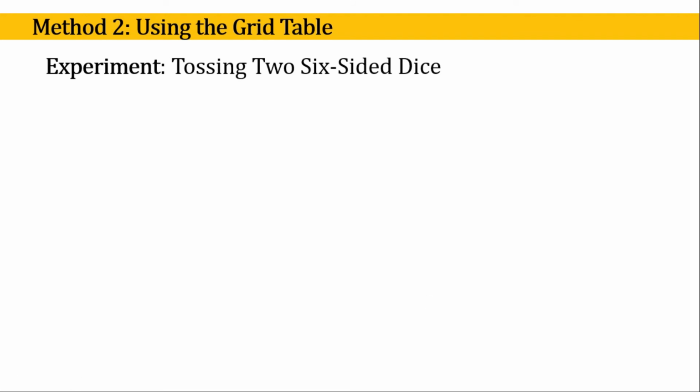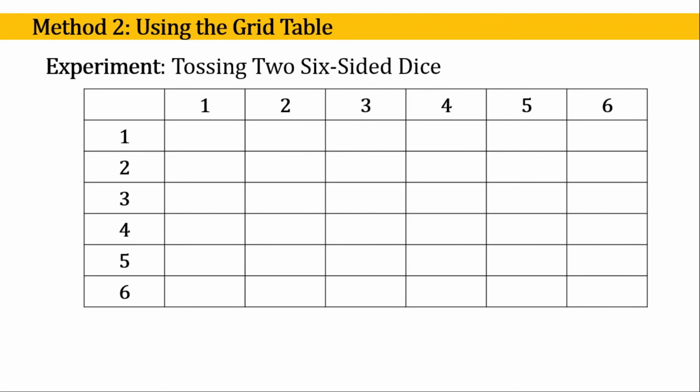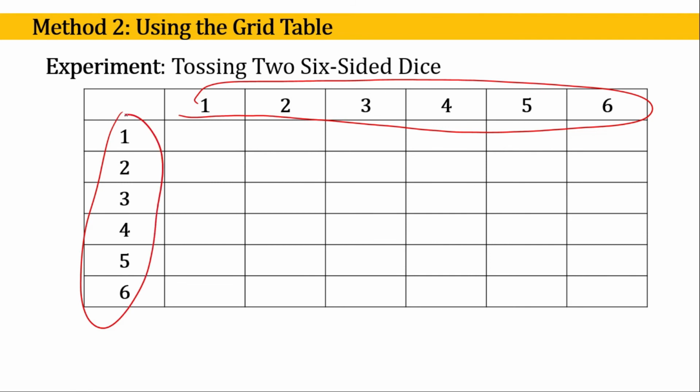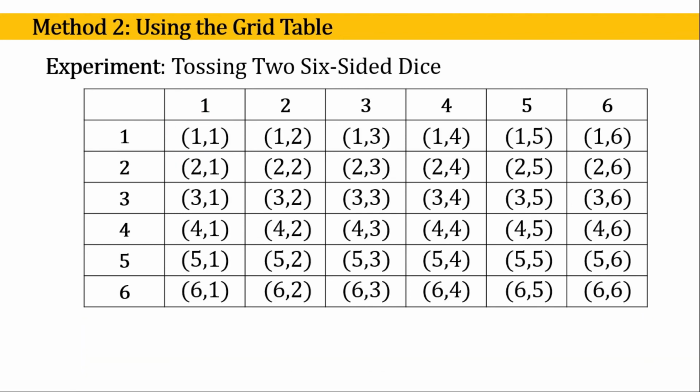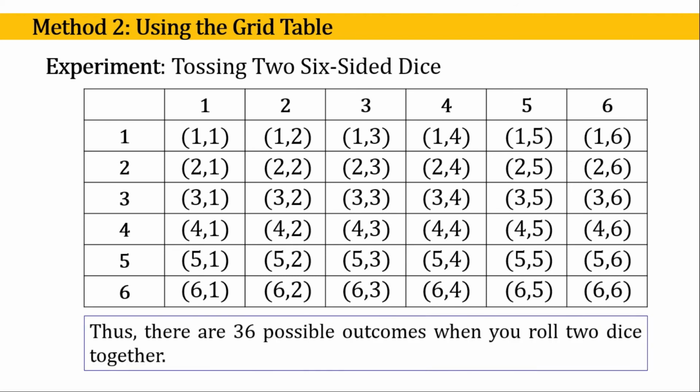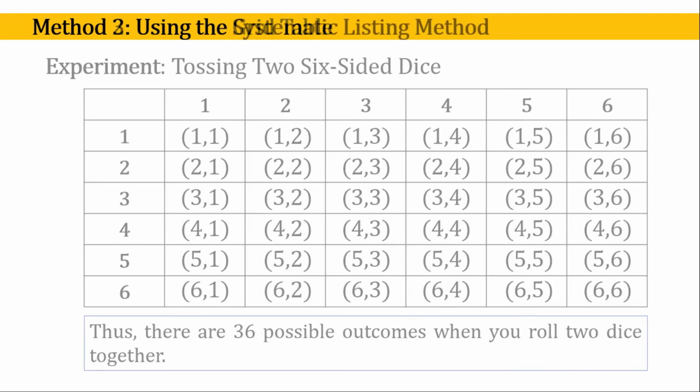Now, experiment number two, tossing two six-sided dice. So the same method as we did in the last one. All we need to do is to write at the top all of the possible outcomes when we toss one die, and all of the possible outcomes when we toss another die. Let's meet each other at the specified box, and we'll be having this as our answer. So all in all, there are 36 possible outcomes.